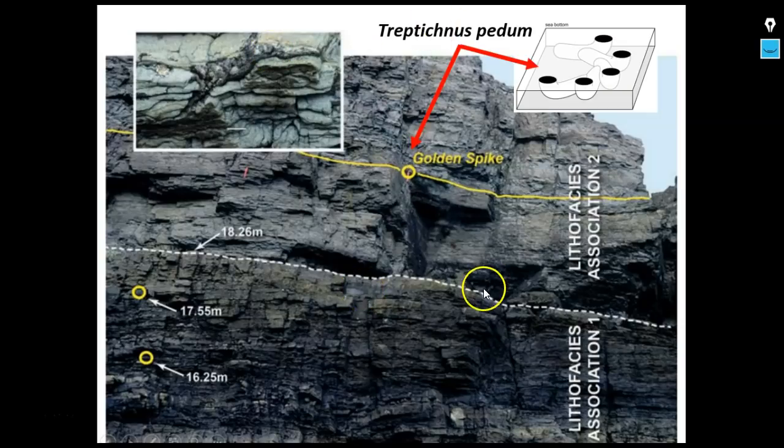And it's right here. You can climb up this hill, and you can put your hand on that spot right there. This is a thing called Treptichnus pedum. Pedum is foot, right? So it has to do with these hollow, upward curving structures. These are feeding traces, I believe. They could be locomotive traces. I think they're feeding traces going through the sediment and piercing through the sediment.